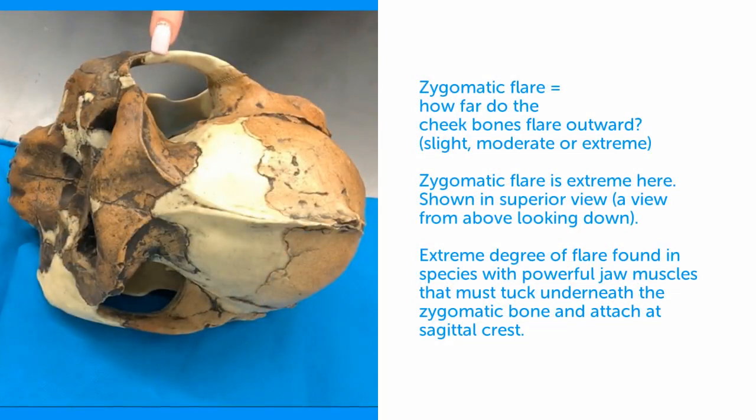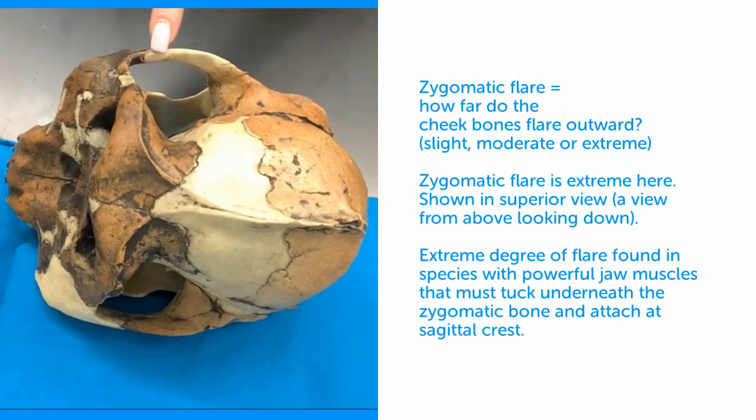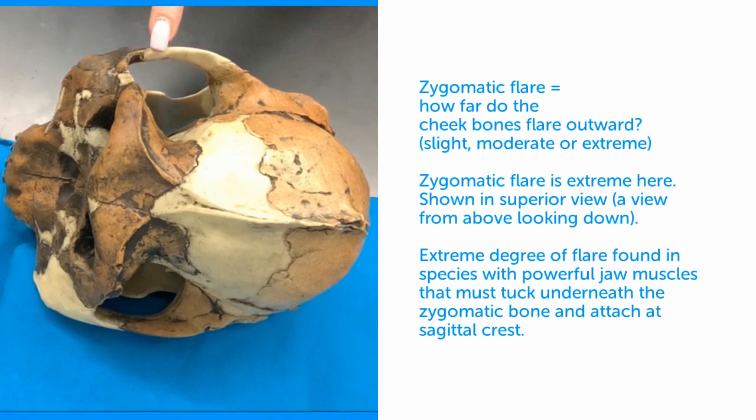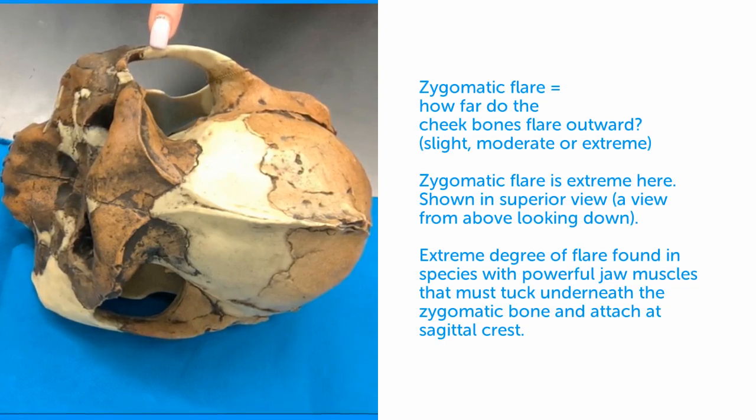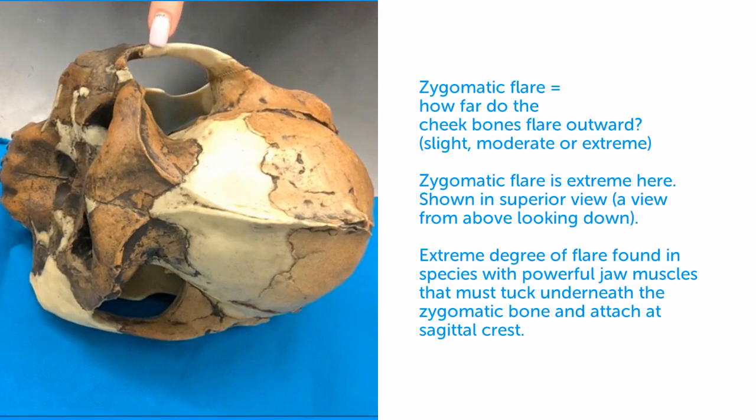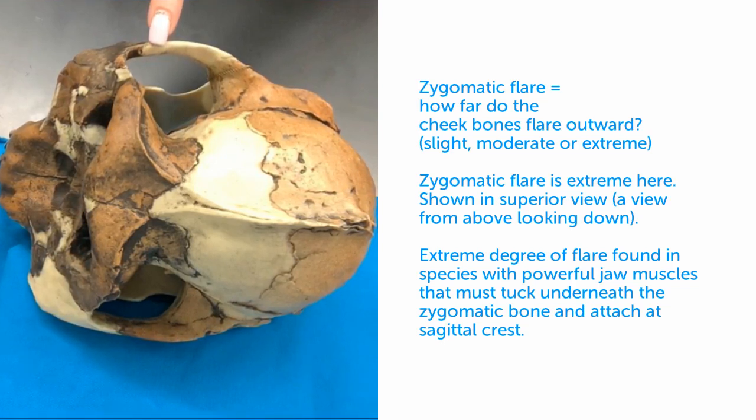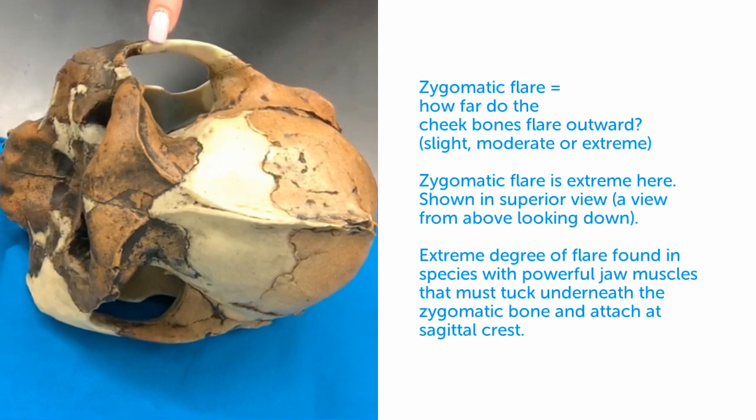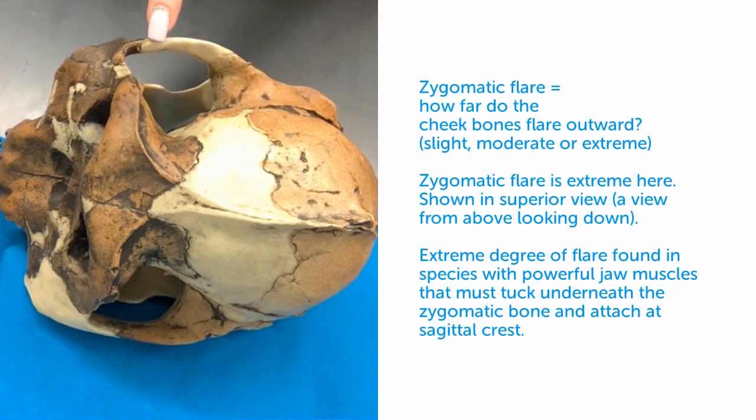In this slide, we look at the same feature. We're still looking at zygomatic flare, but from another angle. Now we're looking from a superior view, or a view from above. The zygomatic flare here is extreme, and we can see this in species with diets of rough food items.